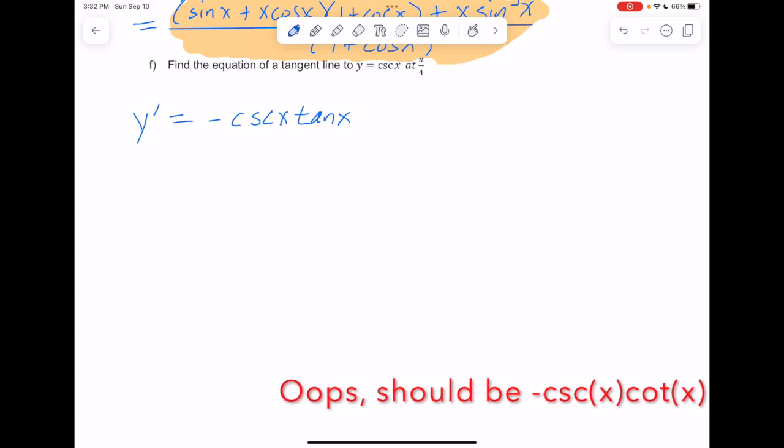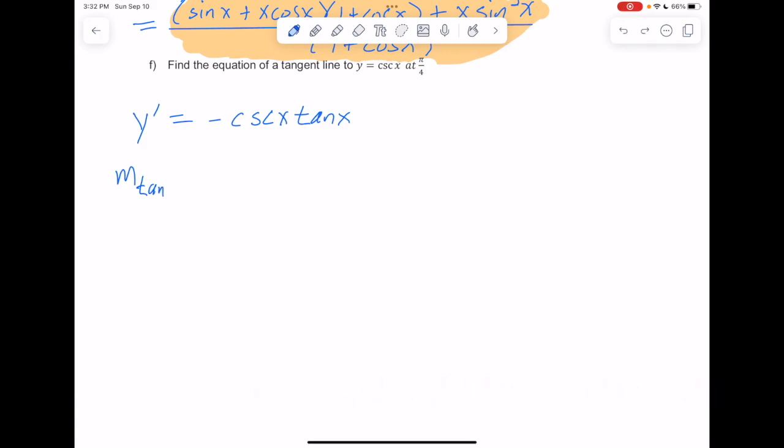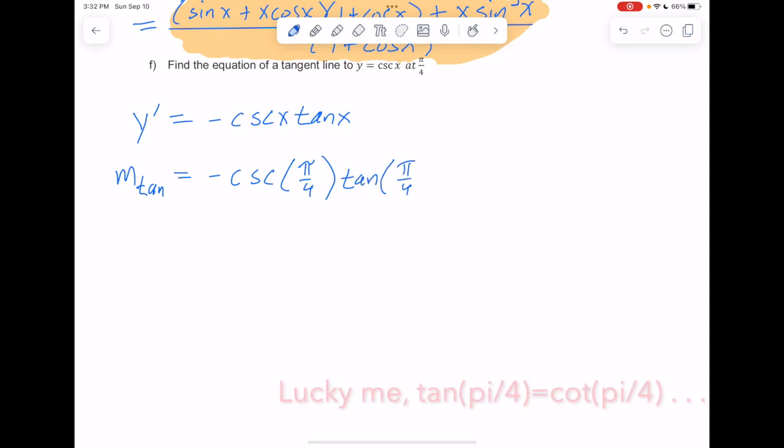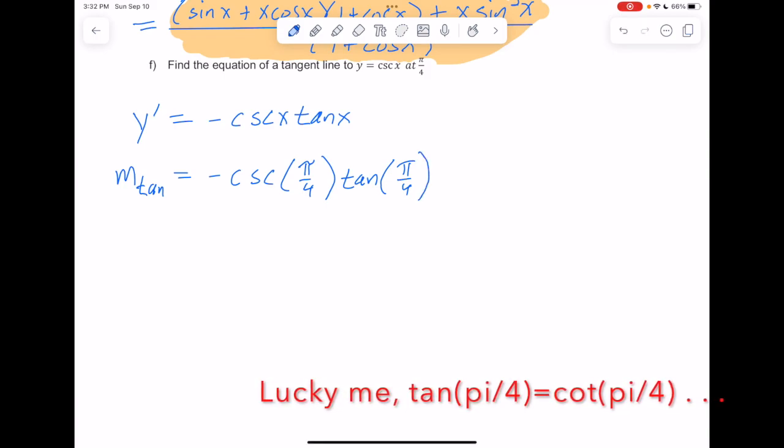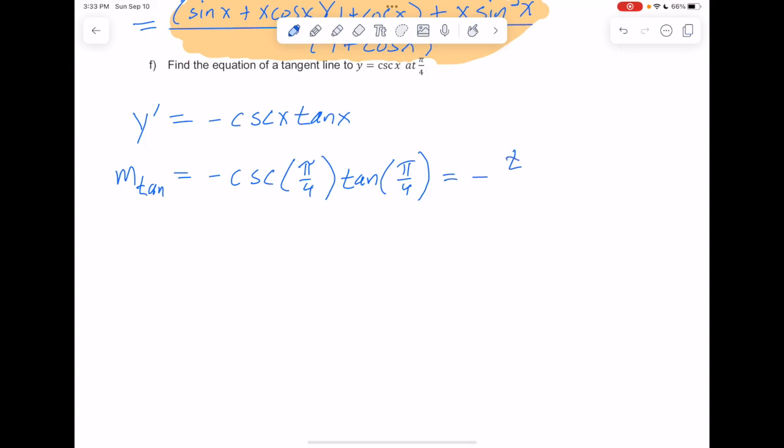And then if I want to get the actual slope of the tangent line, I need to plug in. So m tangent, so the slope of the tangent is equal to the derivative with pi over 4 plugged into it. So negative cosecant of pi over 4 times the tangent of pi over 4. So one of my weaknesses in trig is I don't have my trig functions memorized for cosecant and cotangent, I like to just change those to the functions that I know better. So cosecant is 1 over sine. So I'm going to write this as negative tangent of pi over 4, and then that cosecant is 1 over sine, so I'll move that sine of pi over 4 down here.